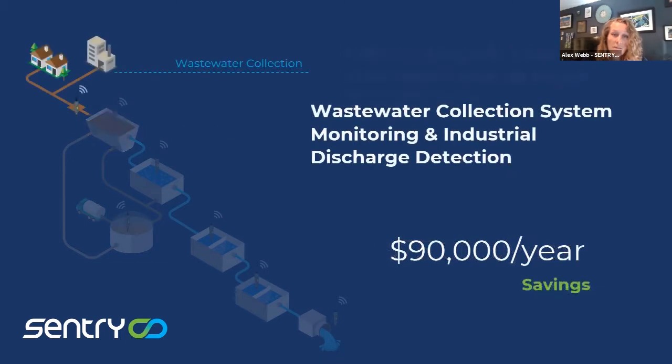In some cases, we can even go as far up as the collection system to monitor specific discharges. If you have an upstream industry or something that you're not really sure where that load is coming from, we can do a little work to detect exactly where and when that loading is occurring. In this particular case, we've had clients save up to $90,000 in maintenance costs for sensors in the collection system compared to their classic UV sensors.